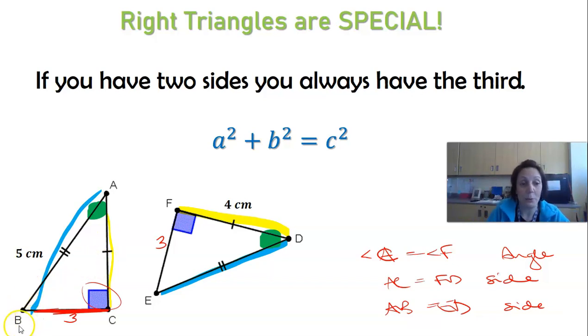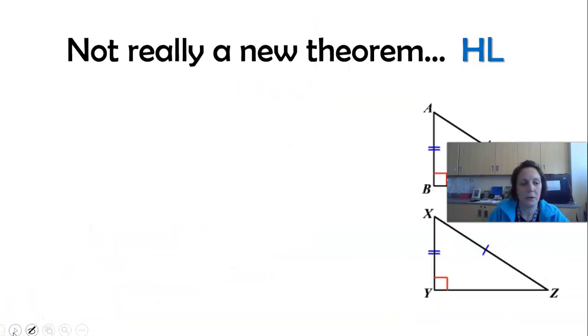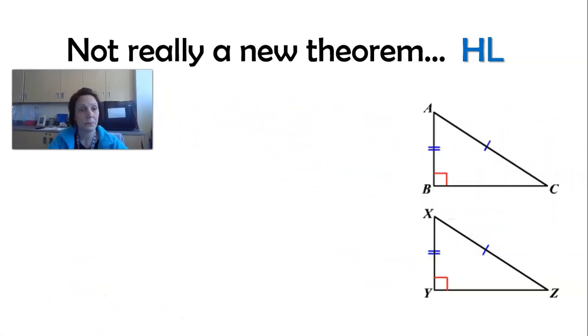If they're right triangles, we'll be able to use this one. Okay, here it is. I call it not really a new theorem because it's not. It's two sides and an angle, right? Okay, we call it HL, and HL stands for hypotenuse leg.